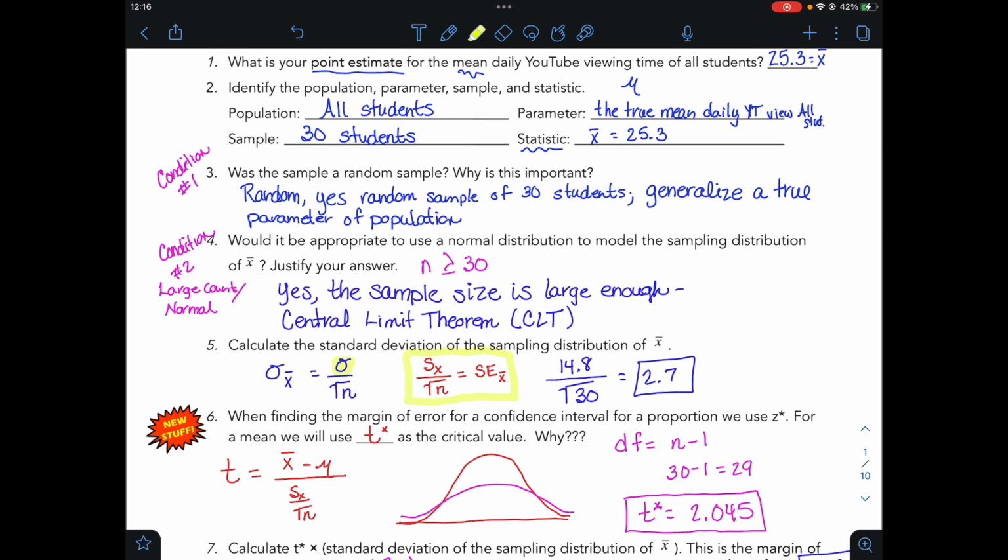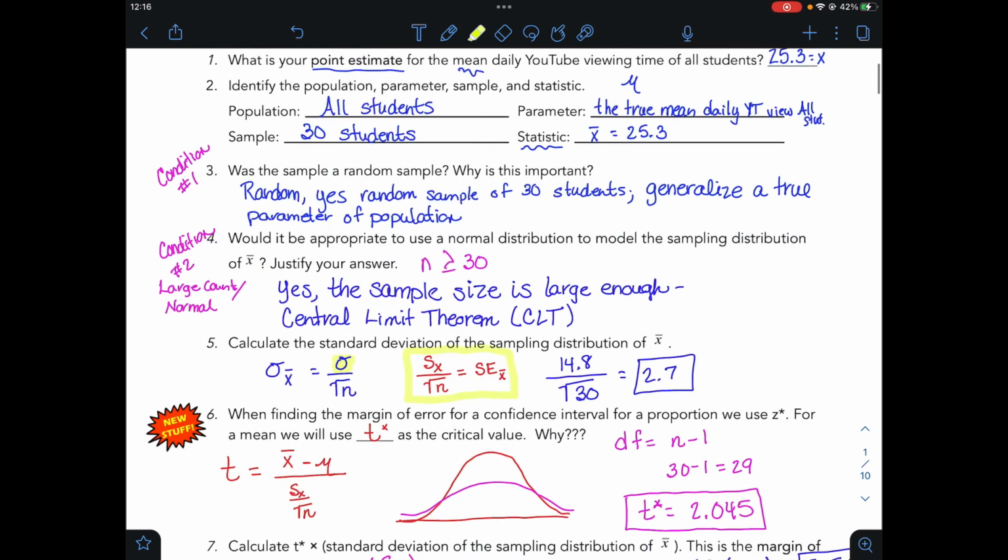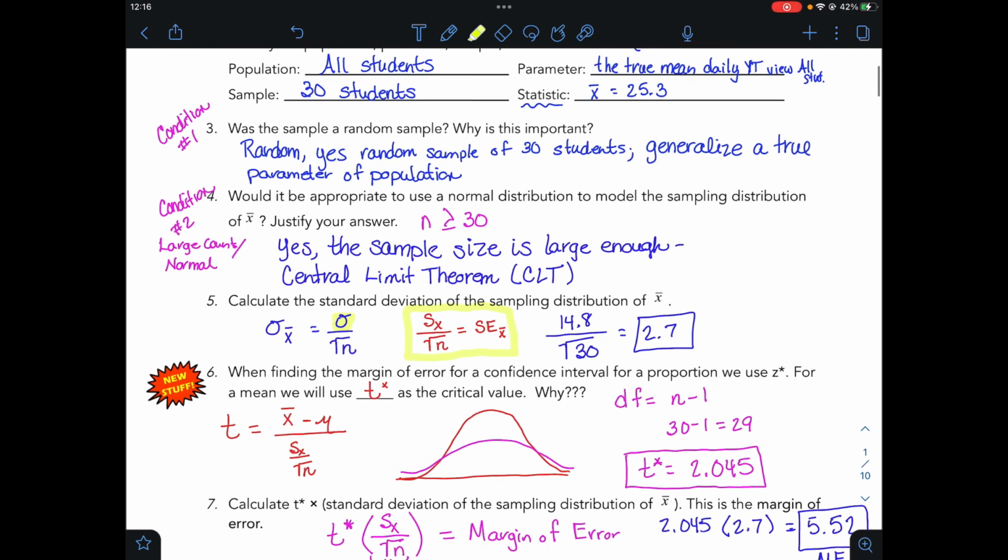And so then we calculate our standard error: 14.8, which is what they gave us for our Sx up in the problem, divided by the square root of 30, and we got 2.7. So that is our standard error.